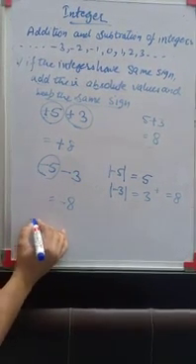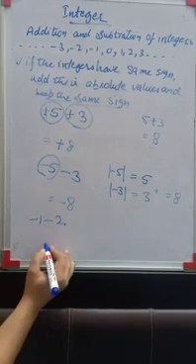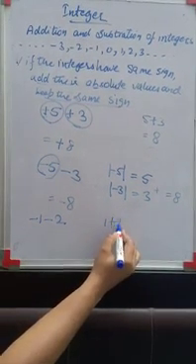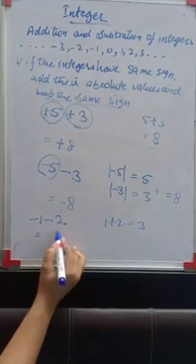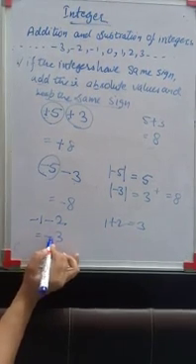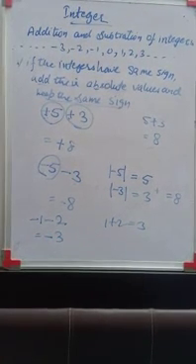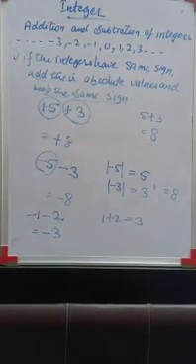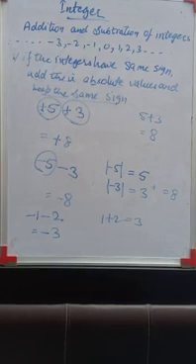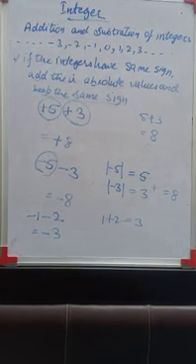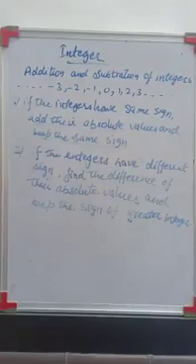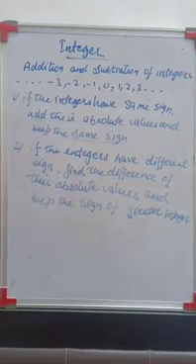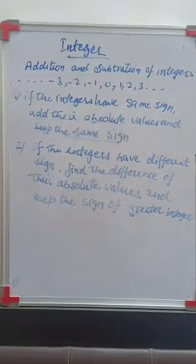Similarly, if I am taking minus 1, minus 2, what do I need to do? 1 plus 2, how much? 3. I will put 3 and the same sign I will put over here. So this is the first rule: if the integers have the same sign, add their absolute values and keep the same sign.